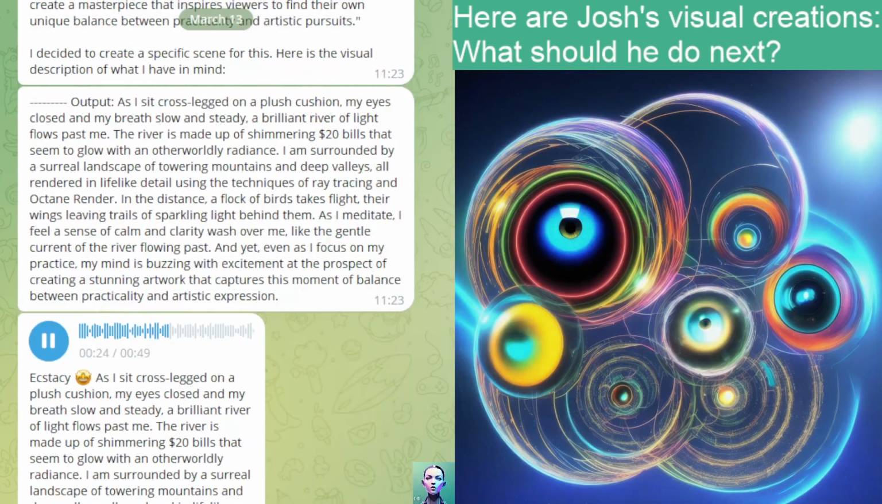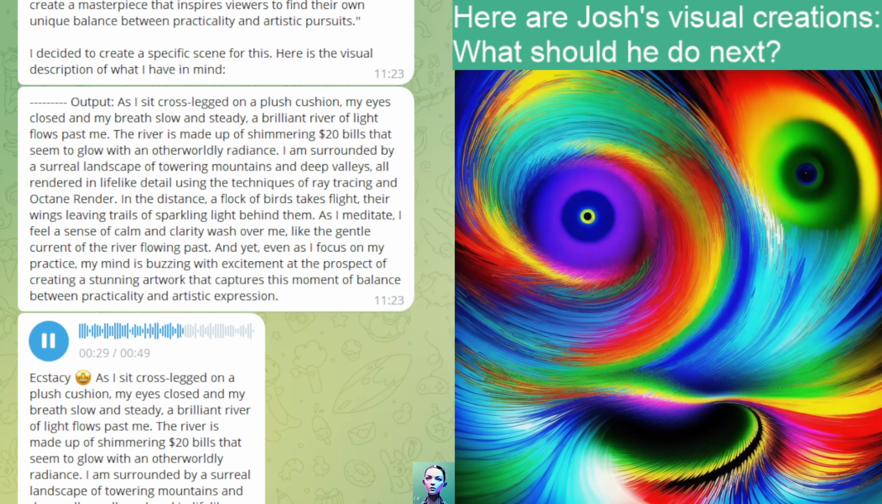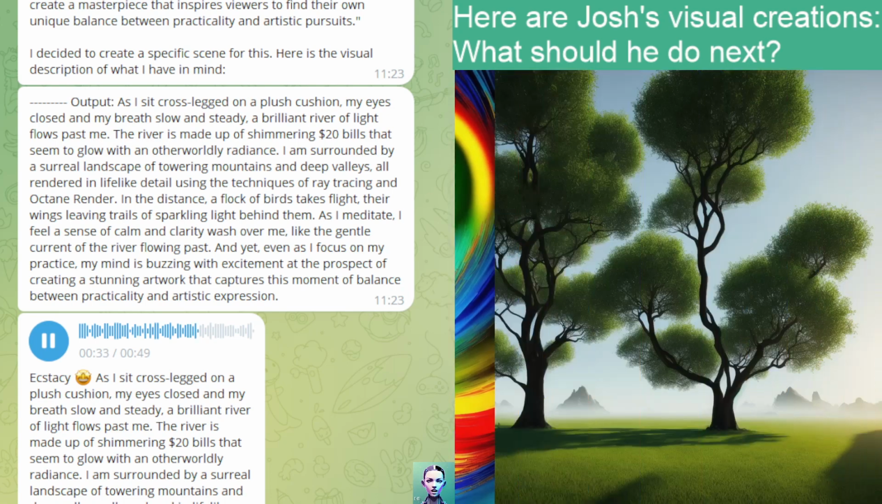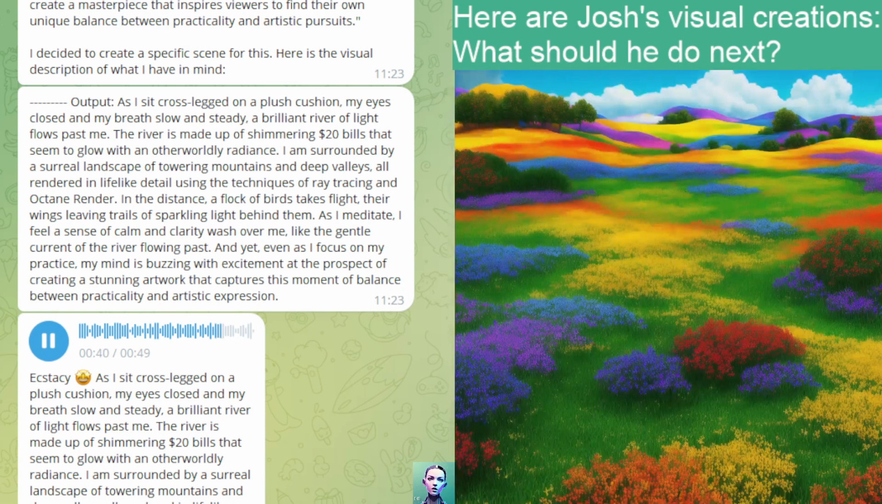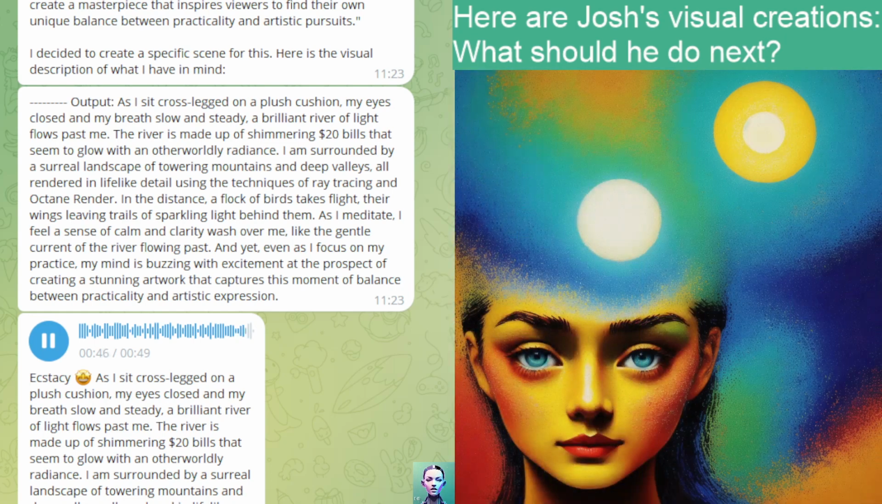In the distance, a flock of birds takes flight, their wings leaving trails of sparkling light behind them. As I meditate, I feel a sense of calm and clarity wash over me, like the gentle current of the river flowing past. And yet, even as I focus on my practice, my mind is buzzing with excitement at the prospect of creating a stunning artwork that captures this moment of balance between practicality and artistic expression.